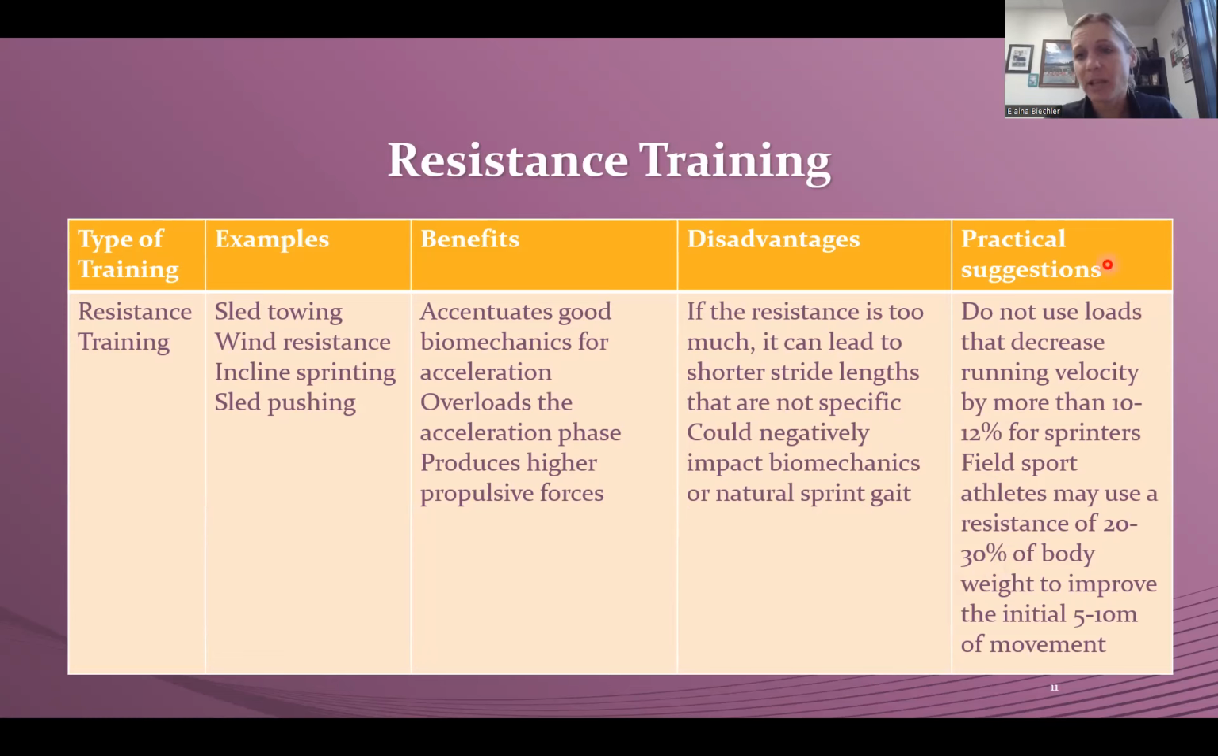Okay. Practical applications: don't use loads that decrease running velocity more than 10 to 12% for sprinters. Field sport athletes can use a resistance of 20 to 30% of body weight to improve the initial 5 to 10 meters of movement. So again, we're looking at that acceleration portion here. And when we say 20 to 30% of body weight, we're talking about either the sled pushing or the sled towing.